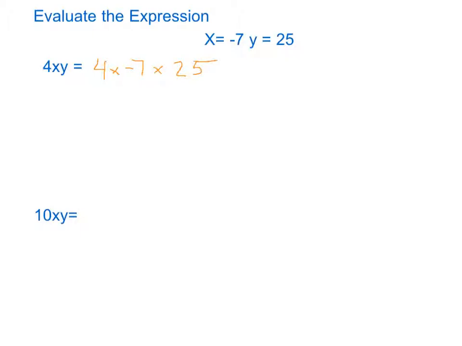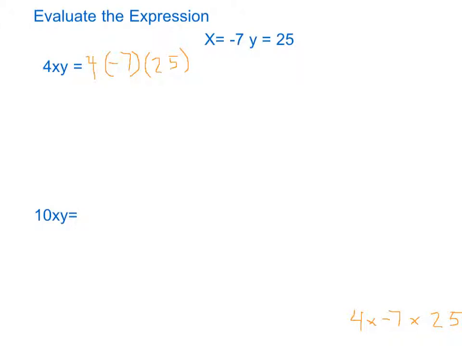Sorry about that, I hit pause on here. You know what? Let's get rid of that, and let's write this in a way that might be more common of what you would see in a math book. Let's see, 4, we'll use some parentheses here, times -7 times 25.